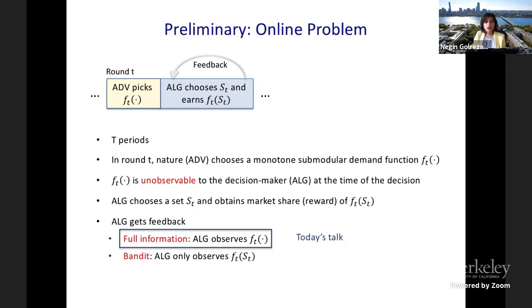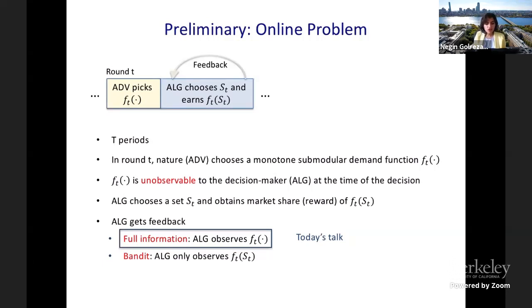We focus on two different feedback structures. First, full information, which means that the algorithm is going to observe the entire function. And then the bandit feedback structure, which means that the algorithm only observes f_t at the chosen set S_t.